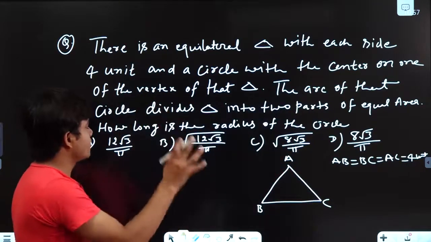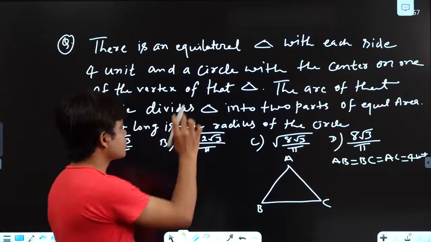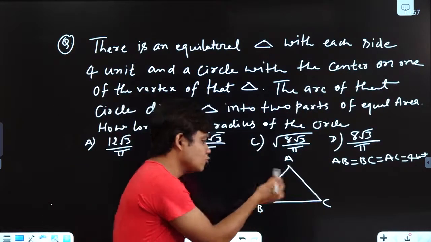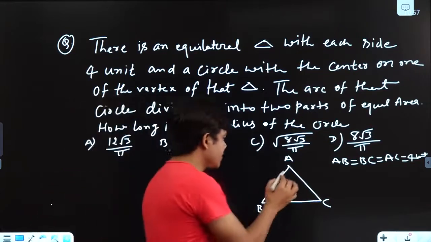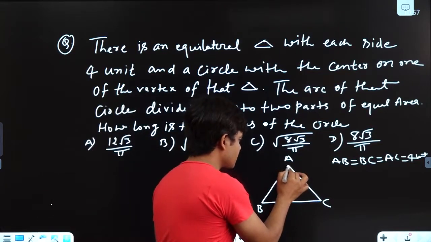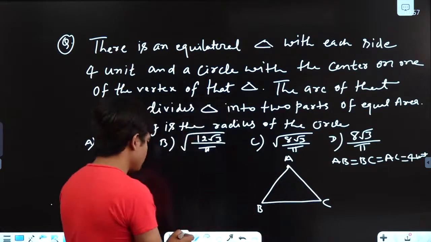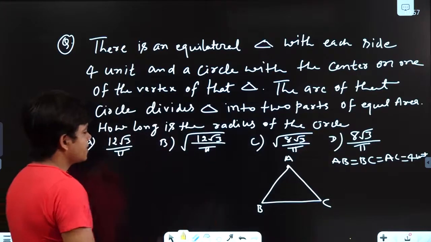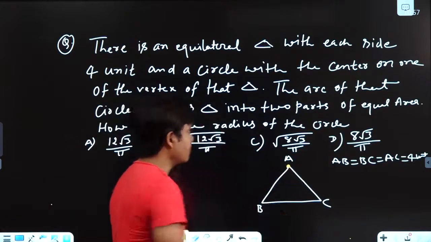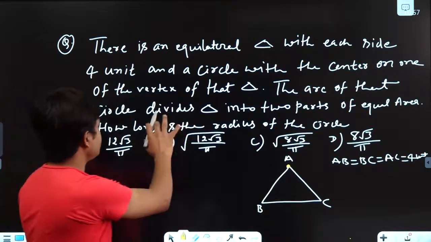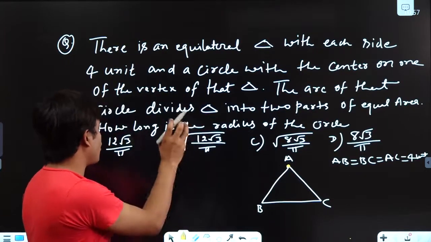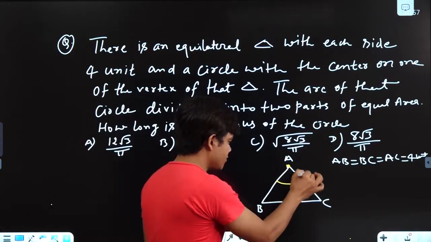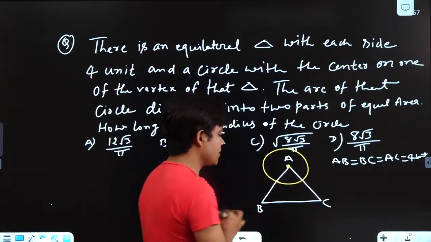So there is an equilateral triangle with each side 4 unit, and a circle with the center on one of the vertex of the triangle. So we can choose any one of the vertex. So let's choose this vertex. You can choose C also, you can choose any other vertex also. You are welcome to choose, but I have chosen this A. So let's draw a circle over here, this yellow circle.